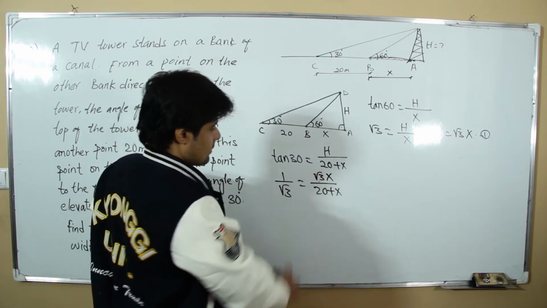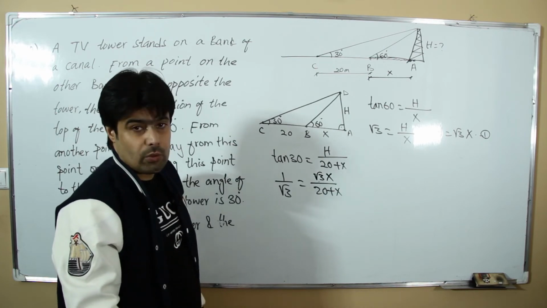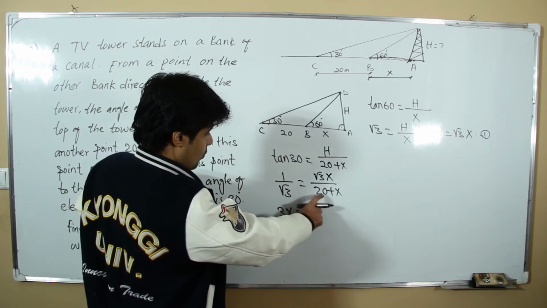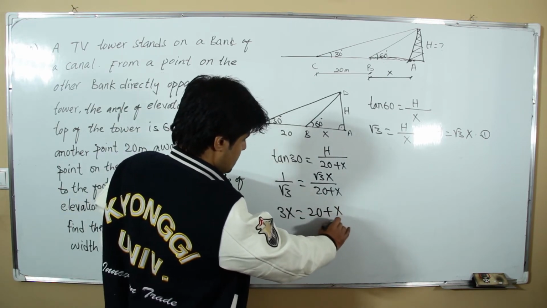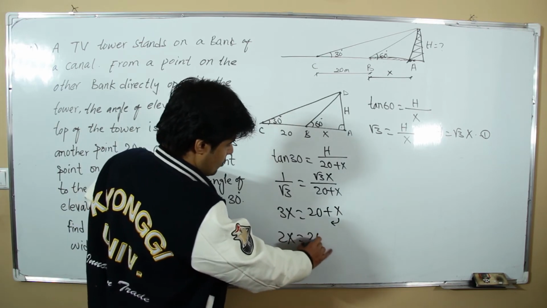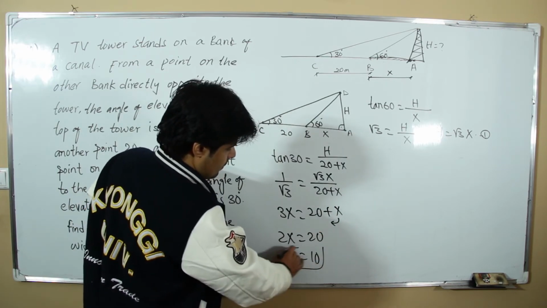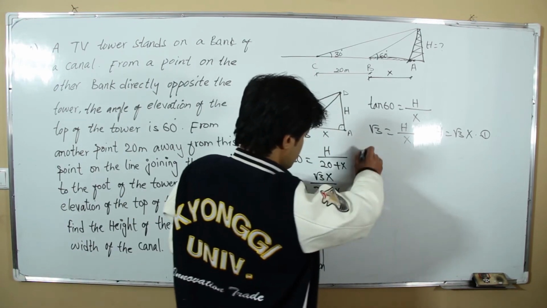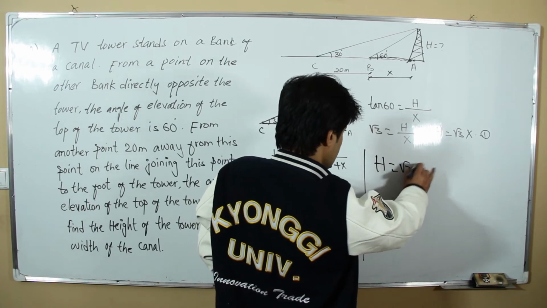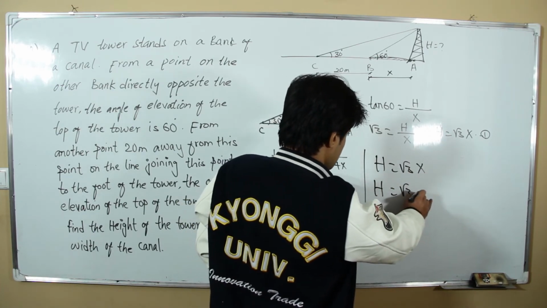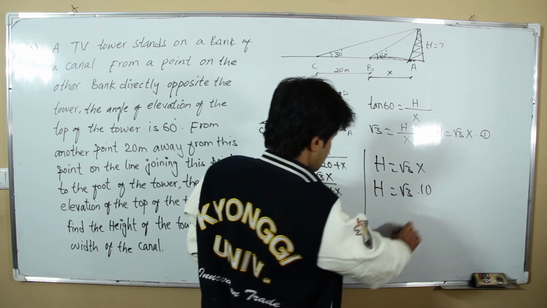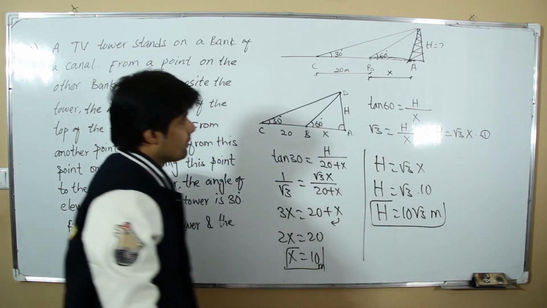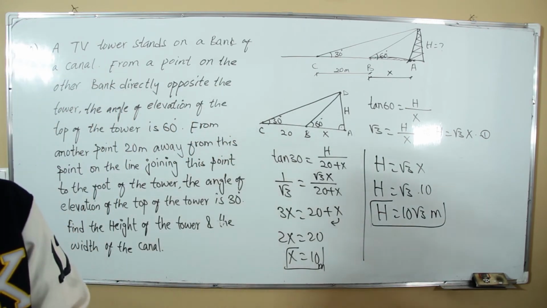Root 3x. Now, this is a one variable equation. Root 3x times root 3, it's 3x. 1 times this one, 20 plus x. We have 2x is equal to 20, x is 10. X is the width of the canal. And put here, you will find h. h is root 3x. h is root 3 instead of x, 10. Then you have 10 root 3 meter. This is the height of the TV tower. Write it, please.